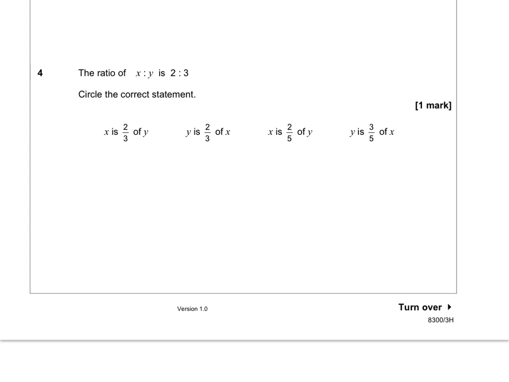Question 4. The ratio of x to y is 2:3. Circle the correct statement. This question is set up to be a little bit of a trick because a lot of people will add together the two parts here, 2 and 3, and get 5, and decide that x is 2/5 of the total, and y is 3/5 of the total, but this is not what these phrases refer to. These phrases are looking at the proportion of x or y in relation to each other.